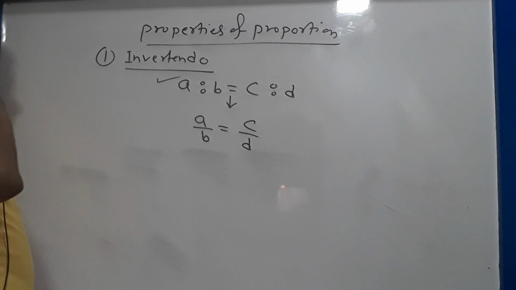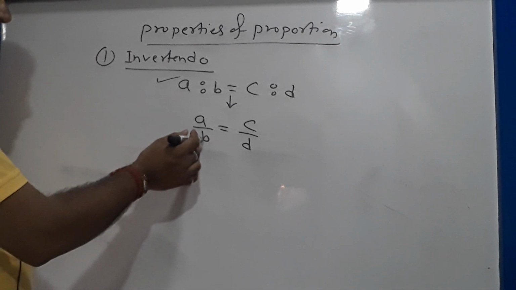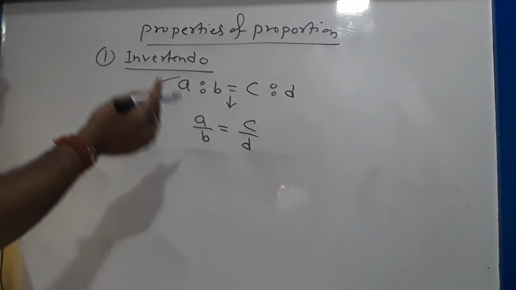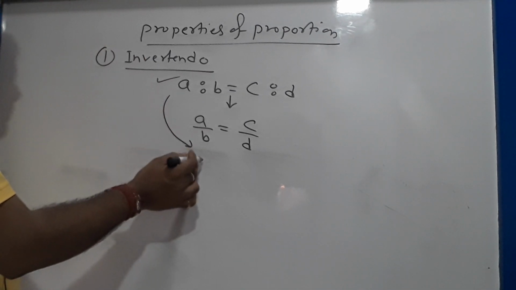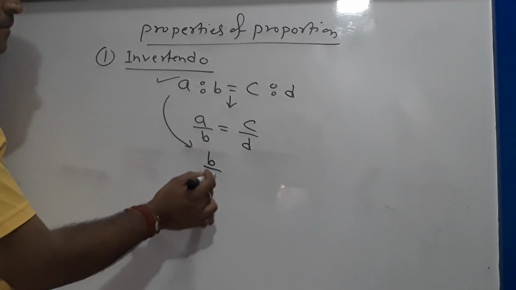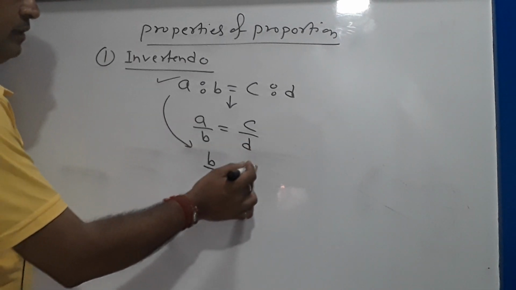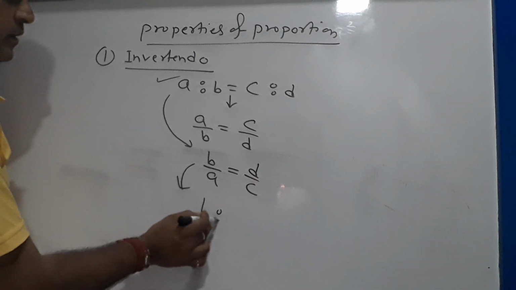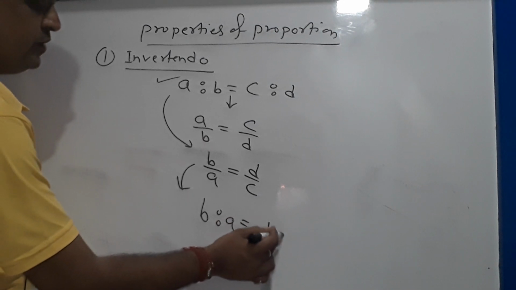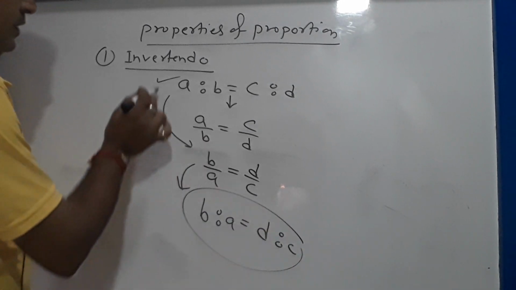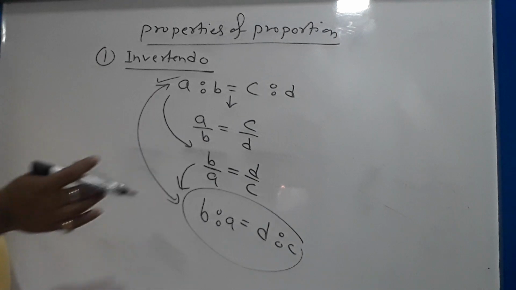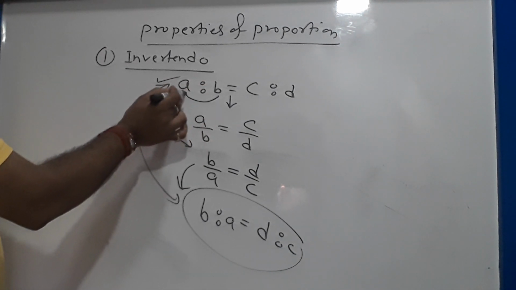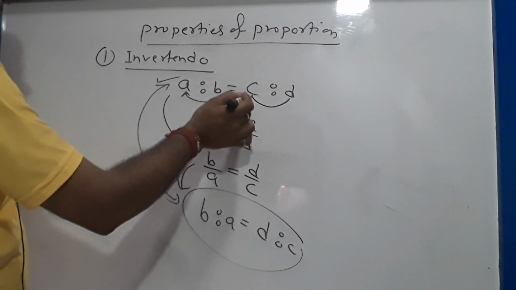Then what does the property of invertendo say? That we can take reciprocal, or invert the ratio. So A upon B I will write B upon A, and C upon D I will write D upon C. So again by the definition, B ratio A is equal to D ratio C. We have inverted the ratio, taken the reciprocal of the ratio. A ratio B I have written B ratio A, and that is the same as D ratio C.